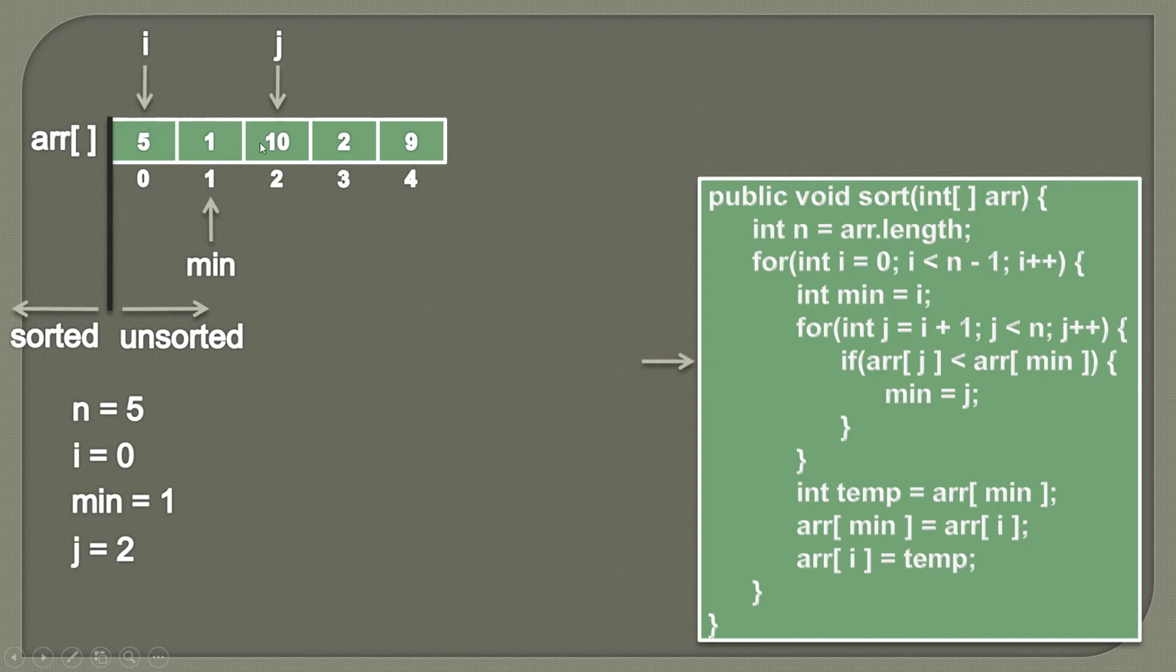Now we'll compare these two values and check whether 10 is less than 1 or not. So 10 is not less than 1. So this condition comes out to be false. We'll increment j by 1. So j becomes 3.